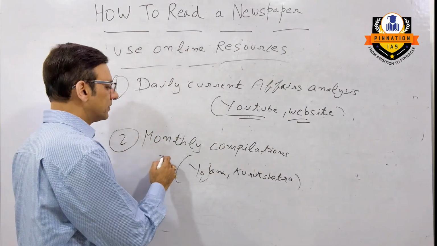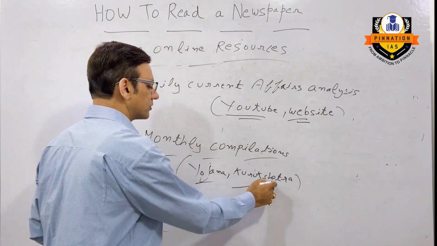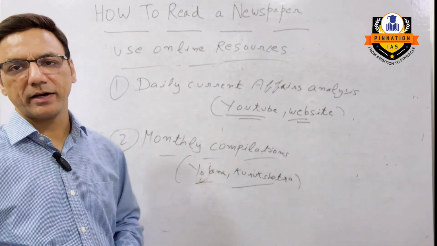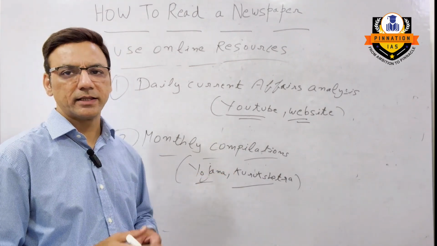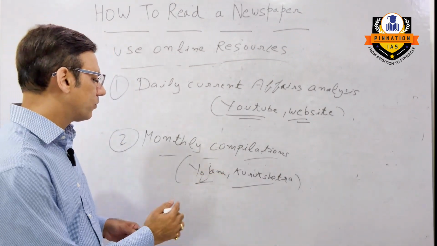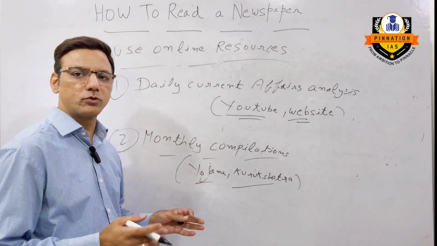Then you must read the monthly compilations of magazines like Yojana and Kurukshetra. They are available online, right? On the government website, these magazines are there in the ebook format, and in fact, if you want their summaries, then various websites are providing their summaries also. That also you can go for.